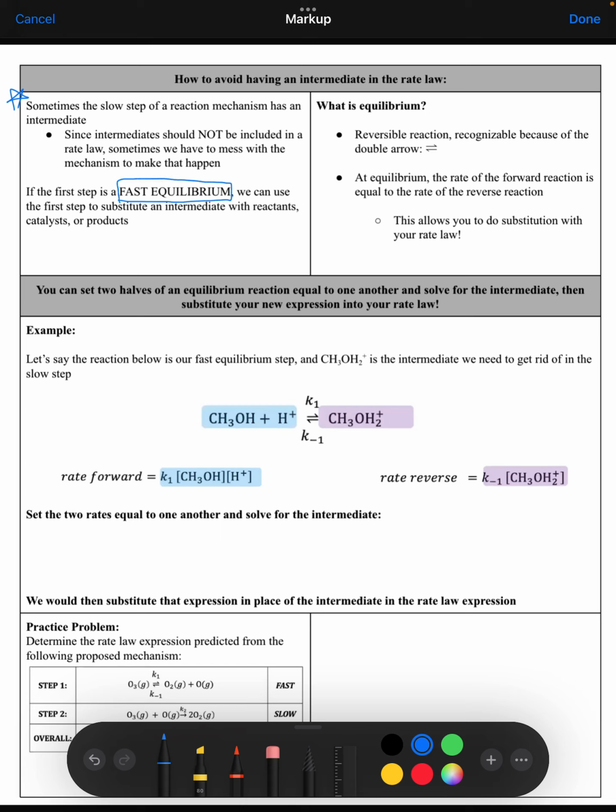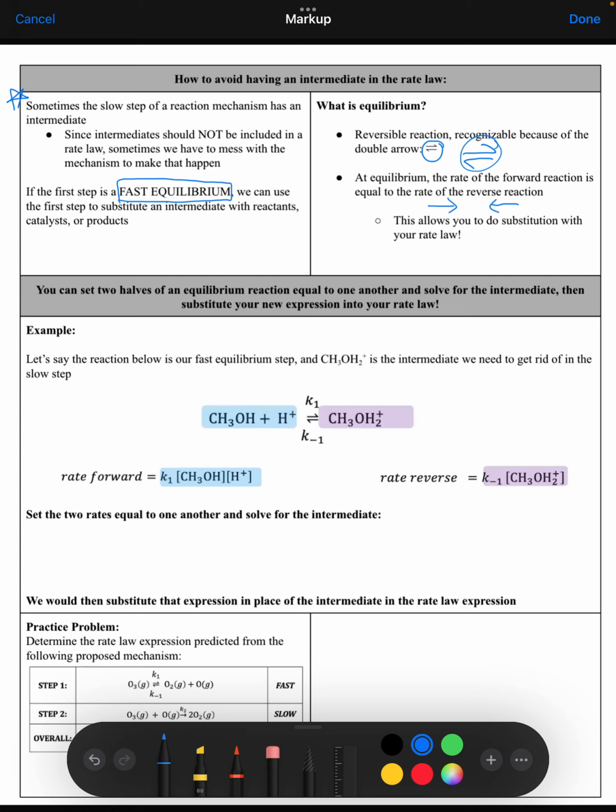Now, what is equilibrium? I've talked about it a couple of times, but just to give you a definition, an equilibrium reaction is a reversible reaction. And it's recognizable because you're going to see this little double-pronged arrow showing a forward and a reverse reaction. When a reaction or a reaction step is at equilibrium, the rate of the forward reaction is equivalent to the rate of the reverse reaction. That's why we see that double arrow there. And why that's important here is because you can do mathematical substitution to sub out other chemicals for the intermediate you're trying to get rid of.